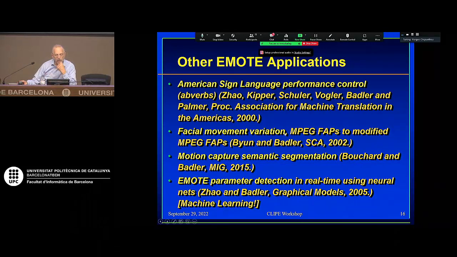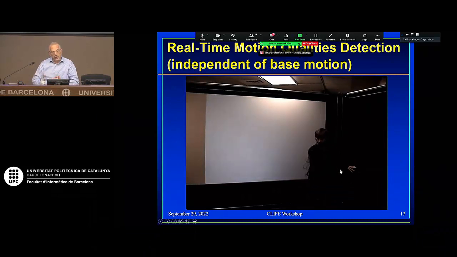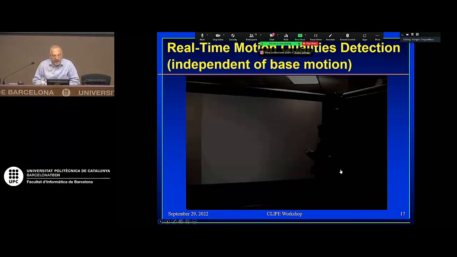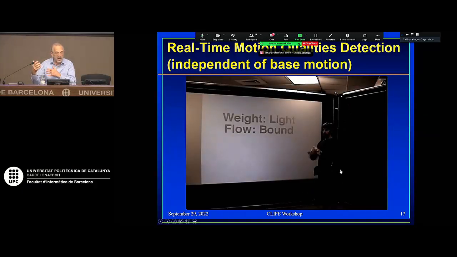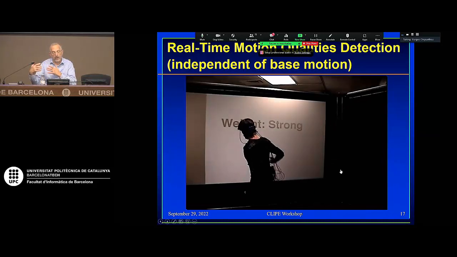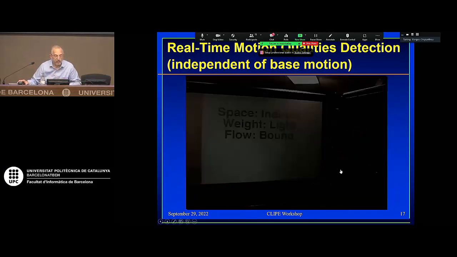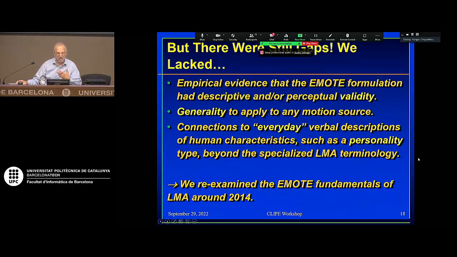We applied this to facial motion. One of my disappointments in this is I think this had great promise, but Mayran Byun, who'd done the work, had to leave her PhD program for family reasons, and then we dropped it. We used it for motion capture segmentation, and we actually did some neural net recognition of Emote. So this is one of my other students doing sort of arbitrary motions, but what you're getting are the qualities of the motions detected in real time from neural networks that were trained on the Emote parameters. So yes, we did a little machine learning.